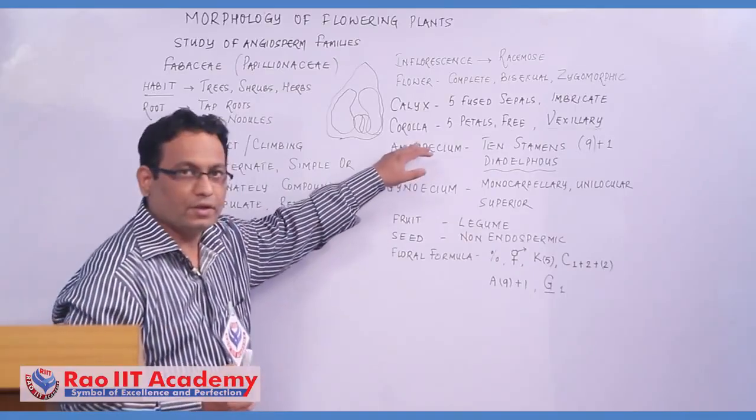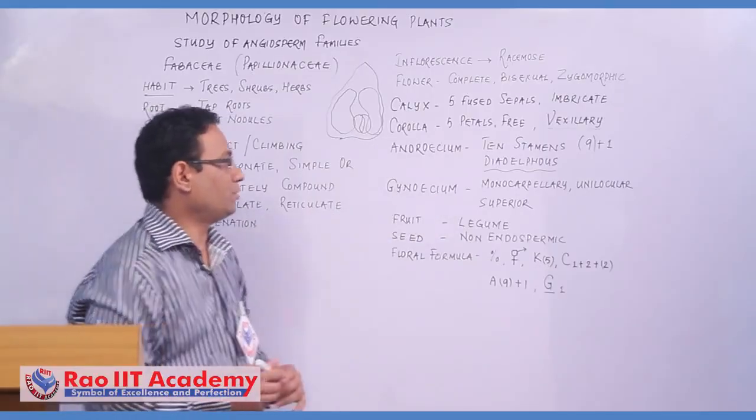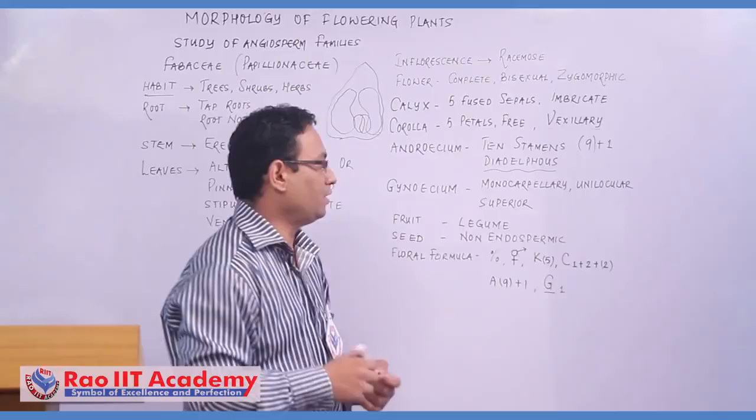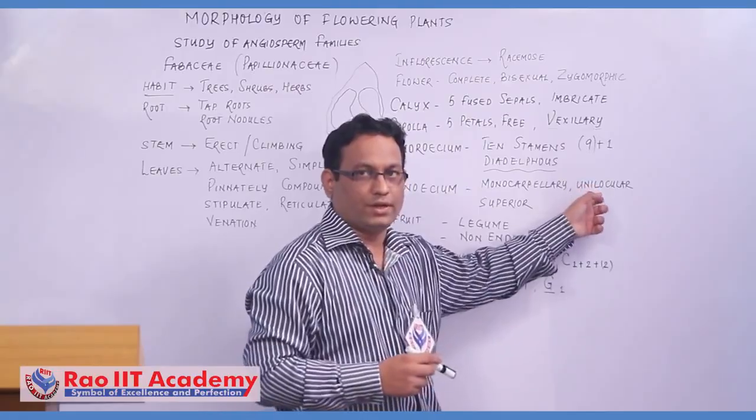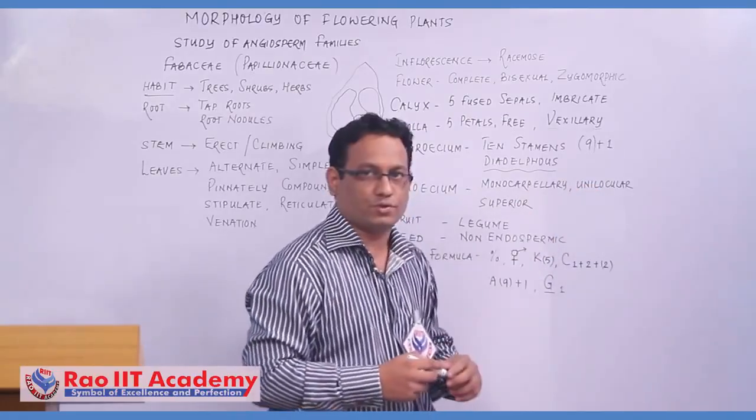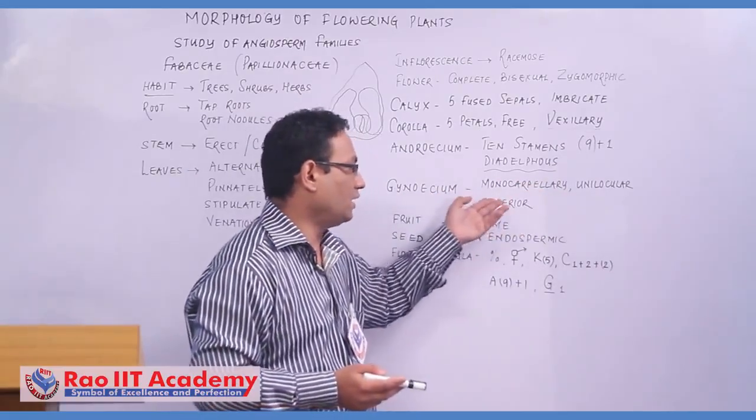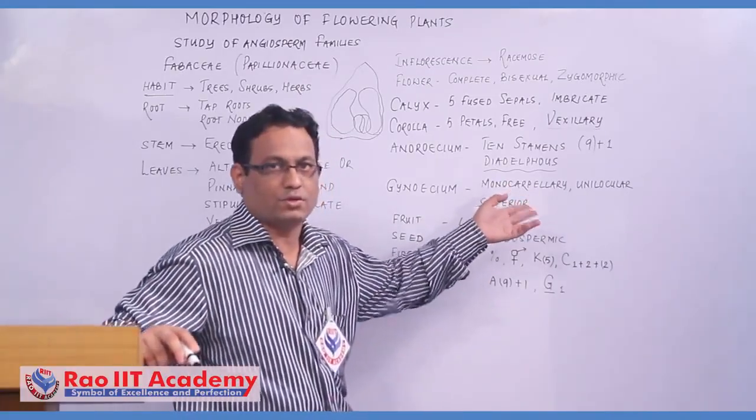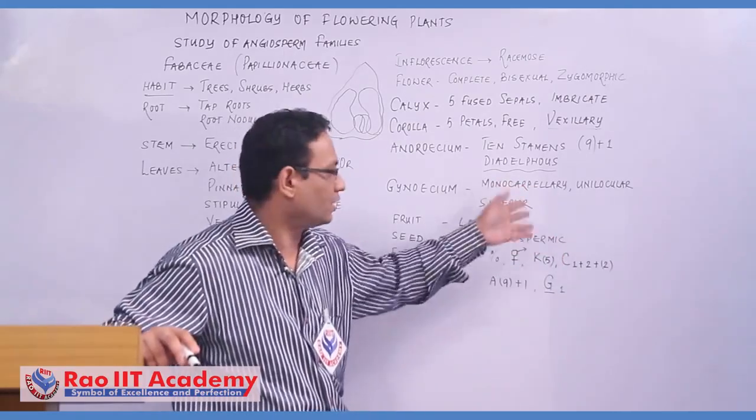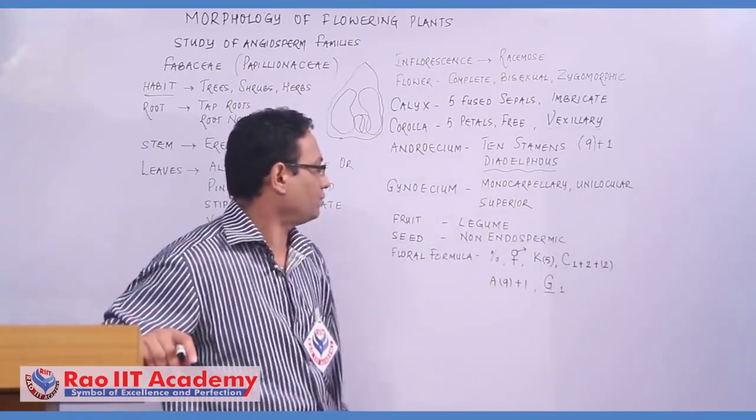Further, as we move ahead, the gynoecium is characterized by a single carpel which has a single locule in the ovary. This ovary is also superior in position. So the gynoecium would be monocarpellary, unilocular and superior. Since we have a single carpel, there is no question of it being fused with anything, so we have not mentioned whether it is apocarpous or syncarpous.